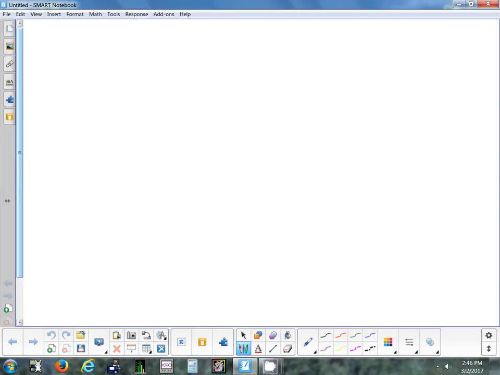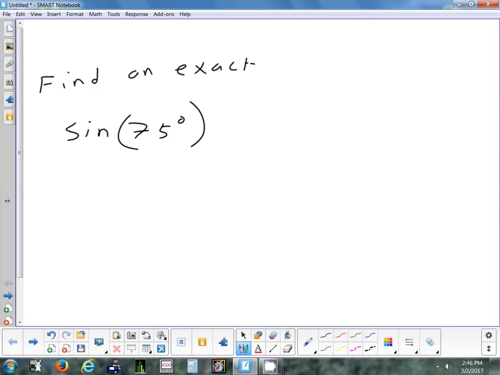So you'll have some numerical problems that are, let's say, something like this. Okay, and the directions will say find an exact value. Okay, so first thing I have to do is figure out how I can rewrite 75. When you rewrite it, the two numbers you rewrite it with have to be multiples of what? 15, 13, no. 45, 30. 45 and 30, yep. So we have to rewrite 75, so it's written as multiples of 30 and 45.